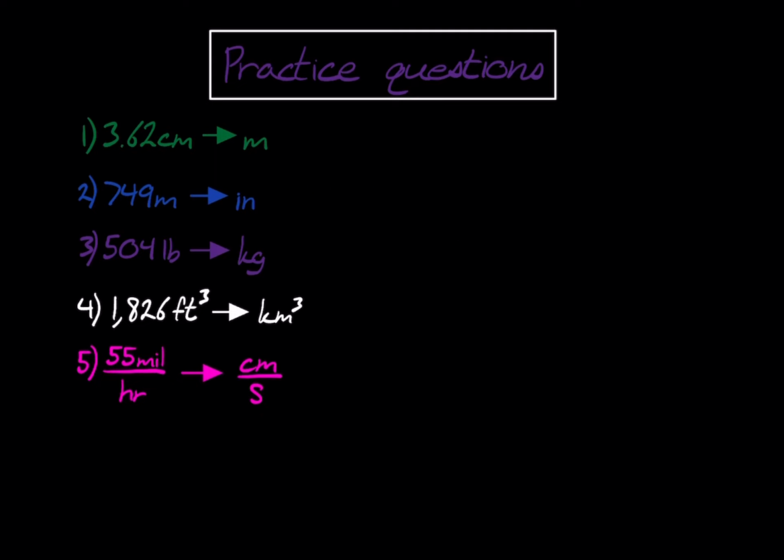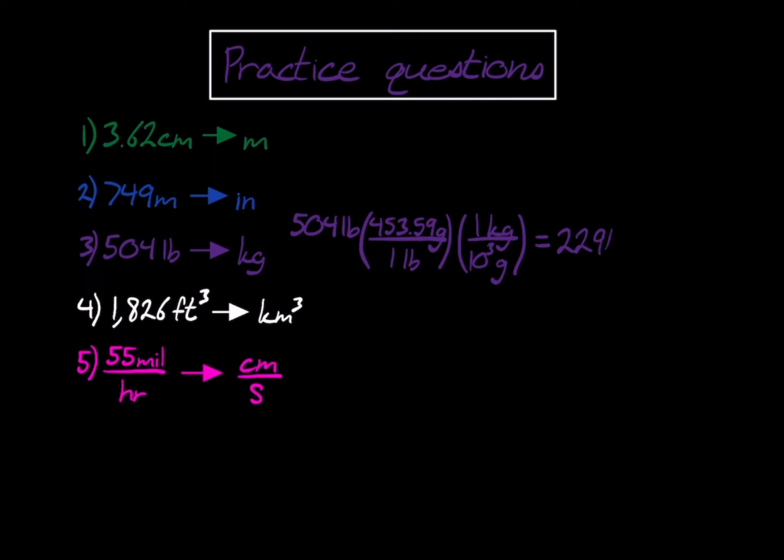For number 3, the equation should look like this: 504 pounds, open parentheses, 453.59 grams on top, and 1 pound on bottom, close parentheses. This conversion factor of grams to pounds should be provided to you by your professor. Then open parentheses, 1 kilogram on top, divided by 10 to the power of 3 grams, close parentheses, and plugged into the calculator, 504 times 453.59 divided by 10 to the power of 3 equals 229 kilograms.